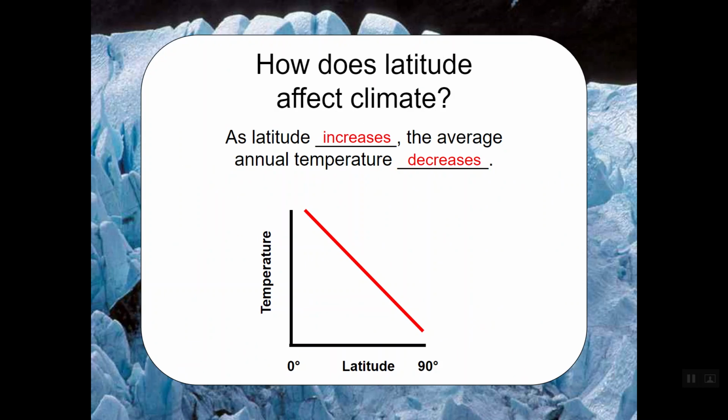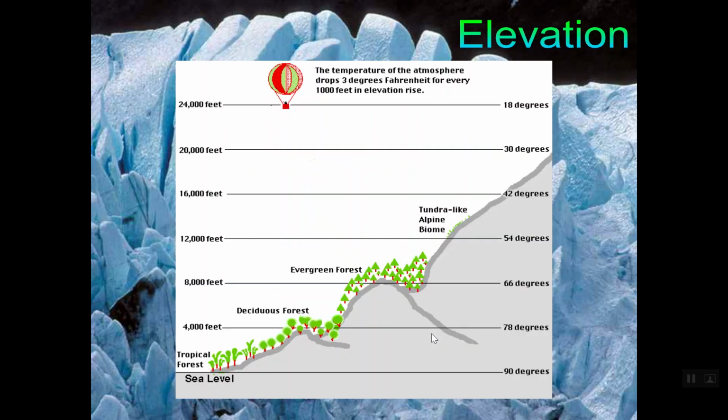So how does latitude affect climate? Here's a graph of the average temperature of a climate versus the latitude. Remember, 0 degrees is the equator, so the temperature is hot. 90 degrees is the poles, either the North Pole or the South Pole, so the higher latitude you go, the lower the temperature. As latitude increases, the average annual temperature decreases. That's the relationship.